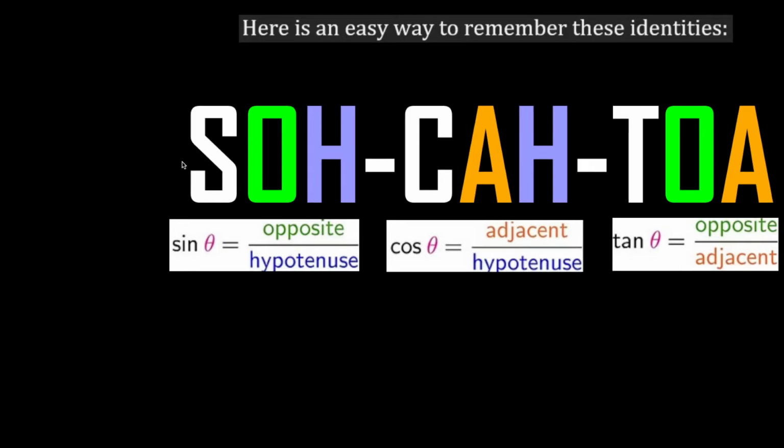This is SOHCAHTOA. This is basically one of the easiest things to remember in math class. You just have these letters in this pattern to help you remember what those identities are. So use that space for yourself to write those capital letters. The sine of theta is the opposite over the hypotenuse. Cosine is adjacent over the hypotenuse, and then the tangent of theta is the opposite over the adjacent.